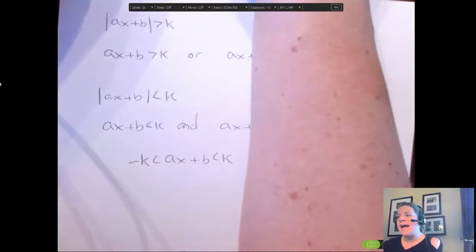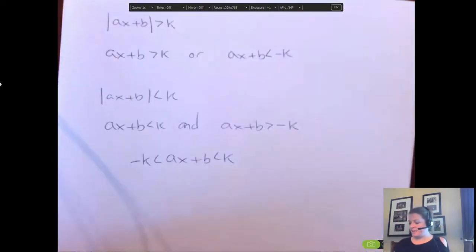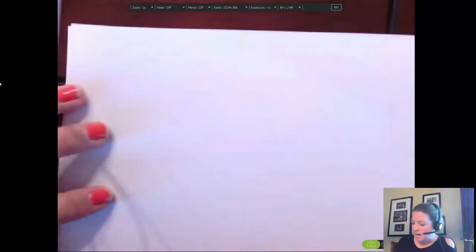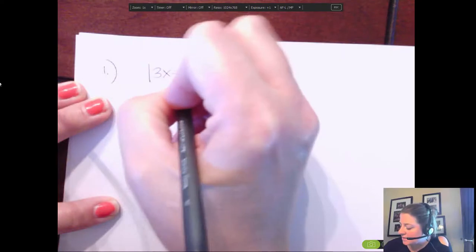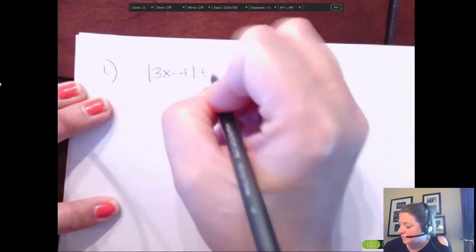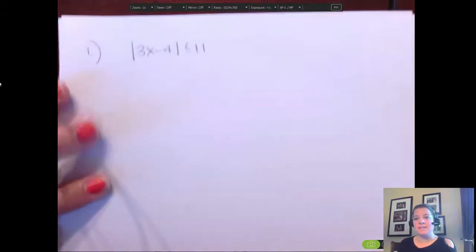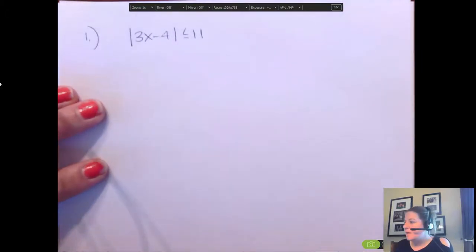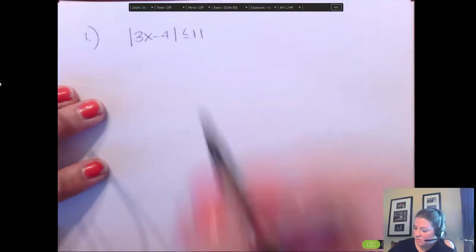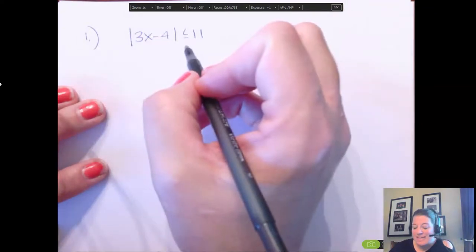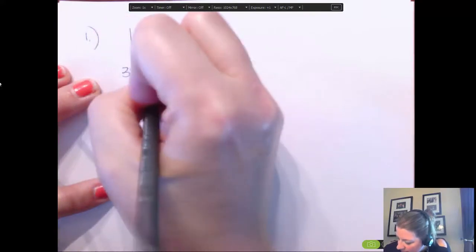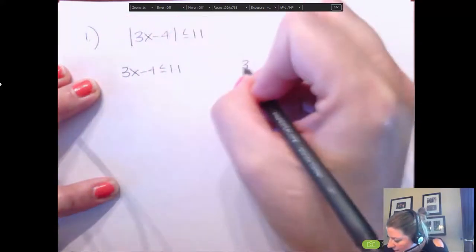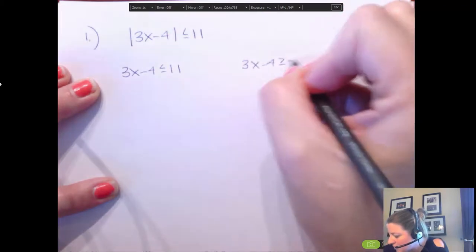But let's look at some examples of this one. So let's see, I'll just start over with one for my examples. If I have 3x minus 4, absolute value, is less than or equal to 11, we'd set up our two inequalities. It starts with a less than, right? So it's going to be an "and" situation. And we're going to solve it as 3x minus 4 is less than or equal to 11, and 3x minus 4 is greater than or equal to negative 11.